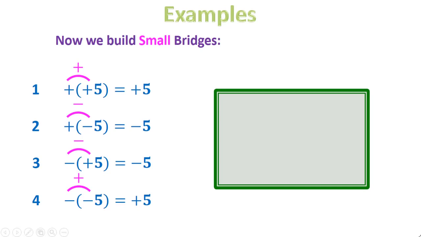Alright, let's have a look at something that might be a bit helpful. If I have plus 5 in a bracket right at the beginning of my question, the bracket just falls away and it becomes plus 5. Likewise, if I have negative 5 in a bracket, the bracket can fall away and I can have just negative 5.